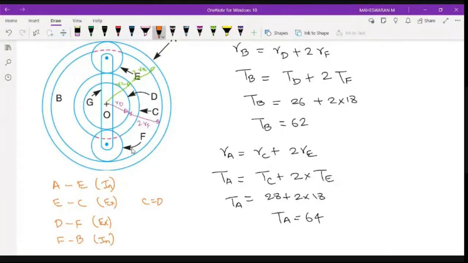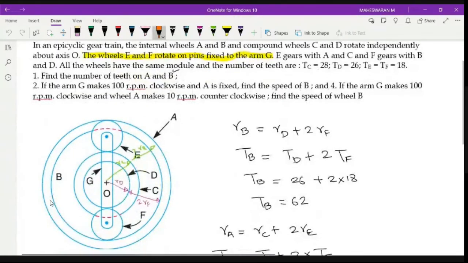So how many speeds do you have? 1, 2, 3, 4, plus the arm. So you have to make a tabulation with 5 columns. Follow the same procedure: identify what is available and put it in one by one. You will get the answer for this. Any doubt on this? I am going to give the same question as an assignment.